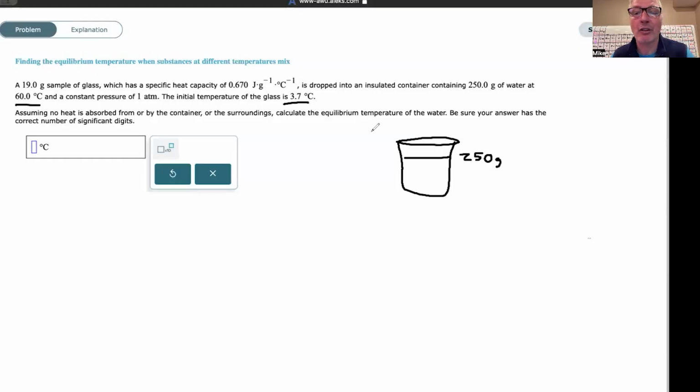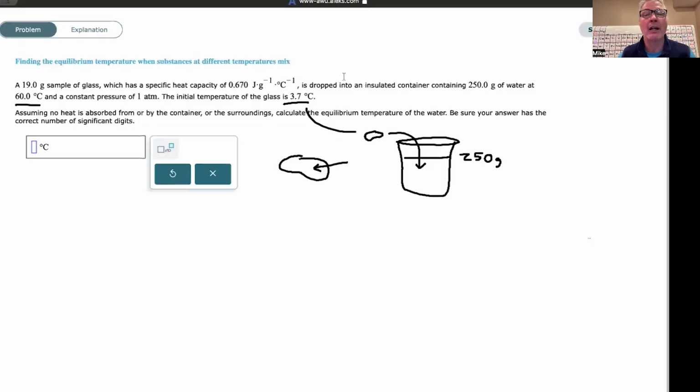Usually we take a hot piece of something and put it into something else. So this is going to be right straight out of the refrigerator. And then we're going to put it into some warm water and they are going to trade heat. In this case, warm water at 60 degrees is going to give heat to the piece of glass. And once again, it's the same sort of setup.